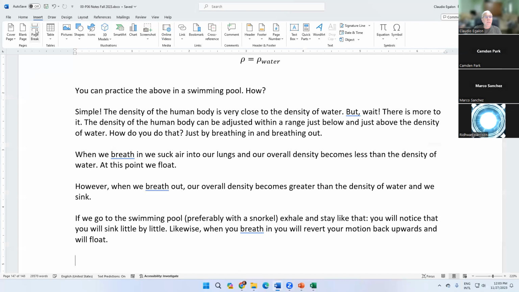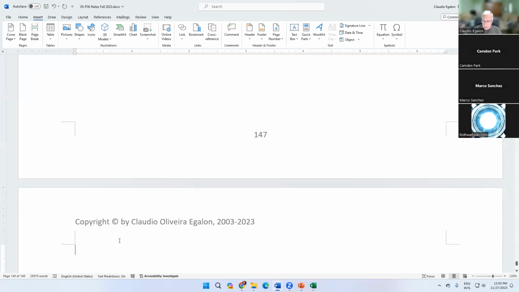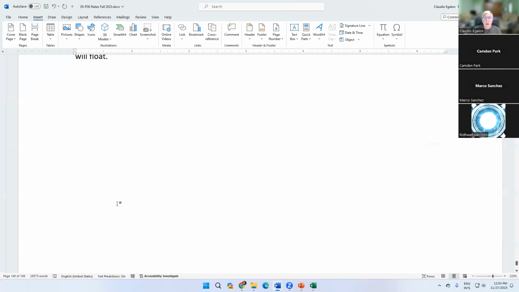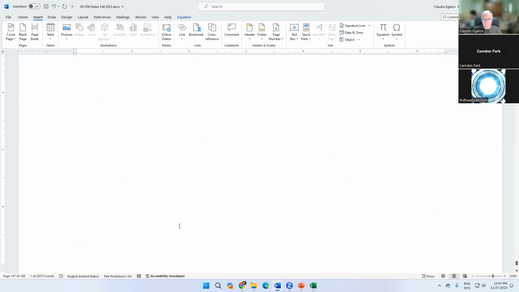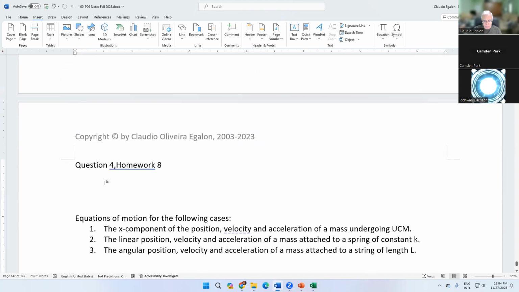Insert page break. Question 4, you said? Yes, question 4, Chapter 7, Homework 8. Is that right? Yes. Homework 8, chapter 7, linear momentum. Okay, so here we go.